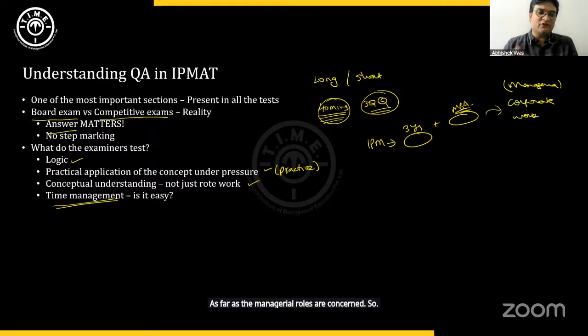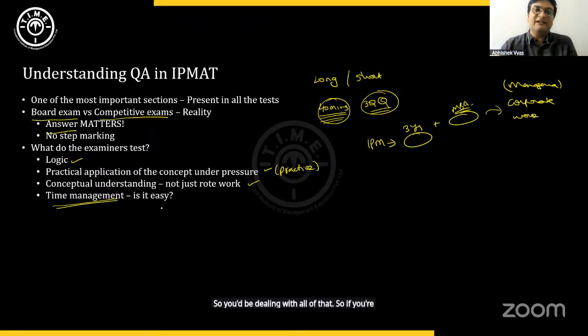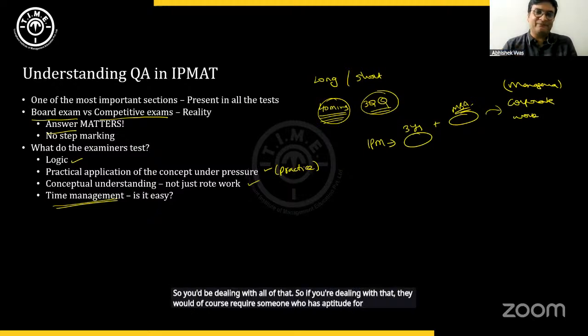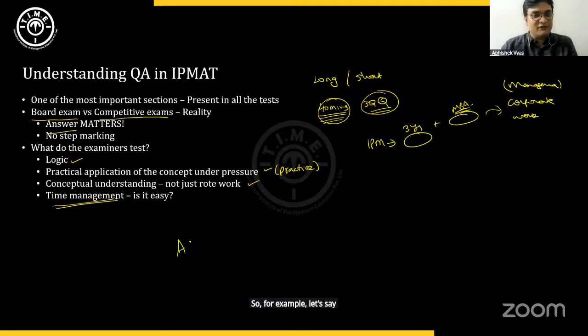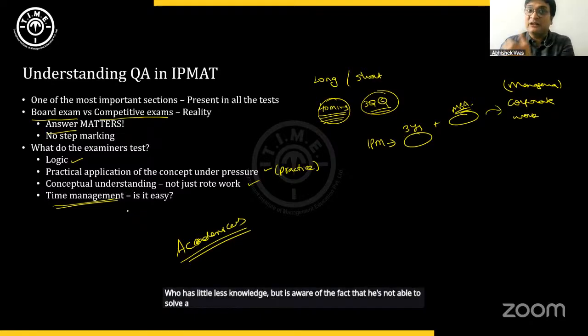So in the corporate, of course, you'll not be going in the technical roles. You would be going in the managerial role, which has more to do with managing people, managing finances, managing the brand communication, etc. So if you're dealing with that, they would of course require someone who has aptitude for that. So for example, let's say academically you are really bright, but you're stubborn in that you want to solve a particular question for sure. Then probably you're not cut out for IIM Indore, because they would be more interested in someone who has a little less knowledge, but is aware of the fact that he's not able to solve a particular question, let it pass.